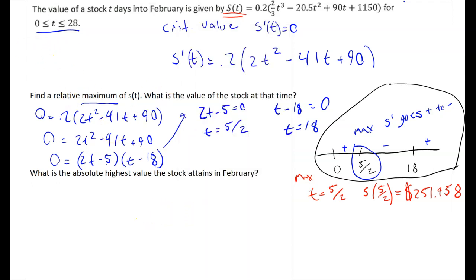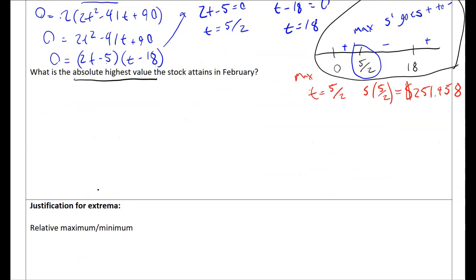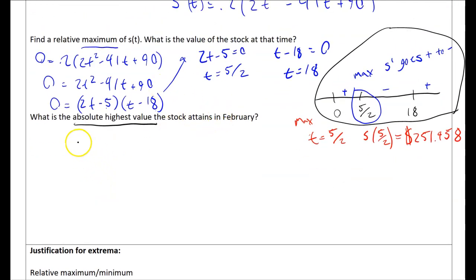Now we have a different question. What is the absolute highest value the stock attains in February? Okay. So here we could have a couple of different things happening. We could have a situation where t equals 5 over 2 is our maximum. Or we could have a different situation where maybe it started at a very high price, hit a minimum, came back up, and here we'd have t equals 5 over 2. But it would actually be better to sell the price right here at the beginning of February.